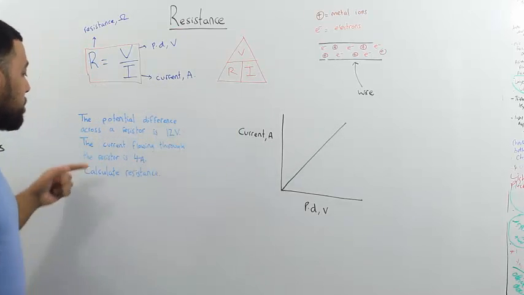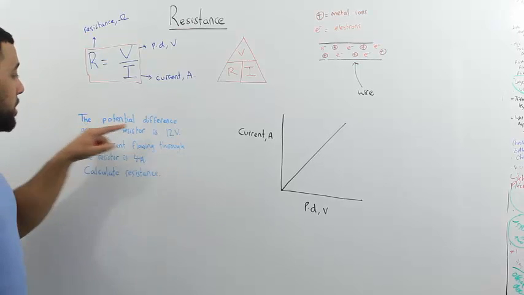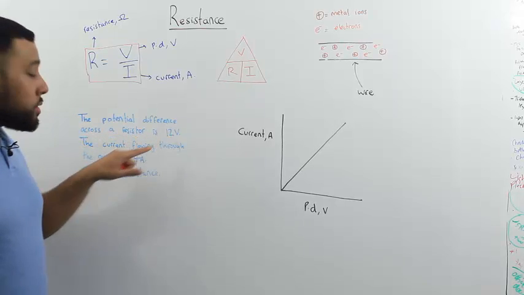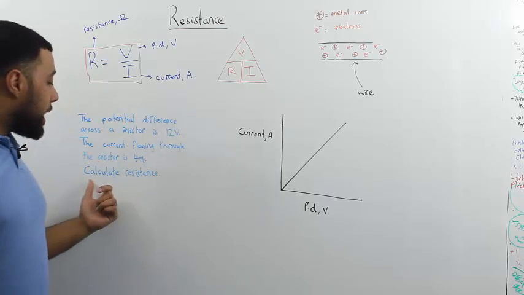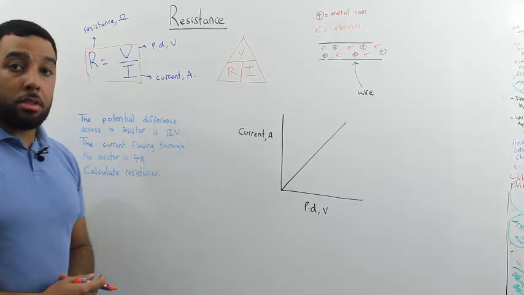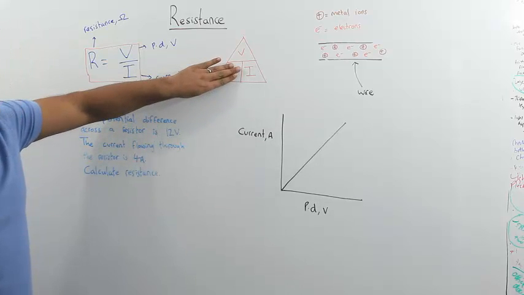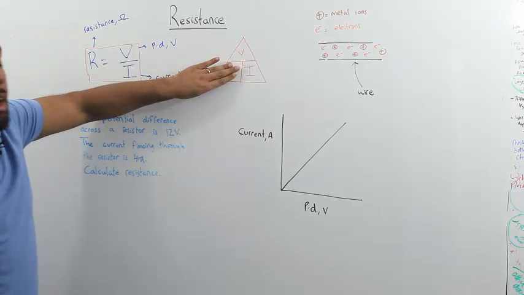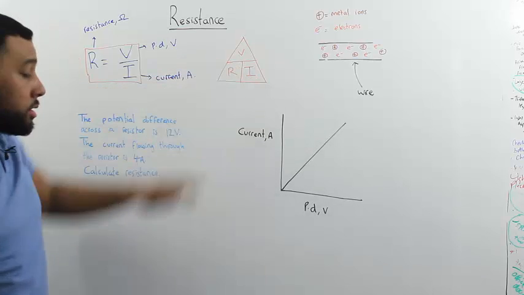So let's give an example, guys. You could be asked a question like so in your exam, where it says the potential difference across a resistor is 12 volts. The current flowing through the resistor is 4 amps. Calculate resistance. So I would use my triangle. I'd cover up resistance because that's what the question is asking me to calculate. And that means it's just potential difference divided by current.